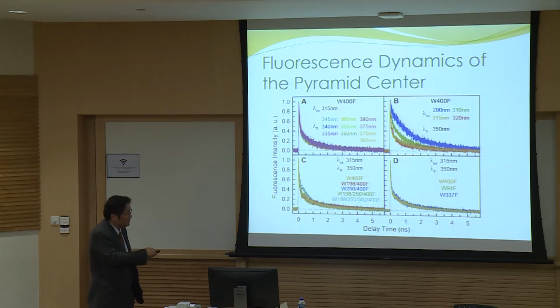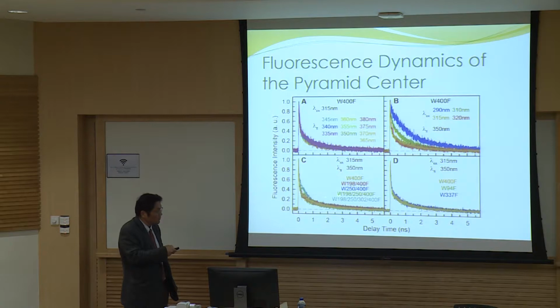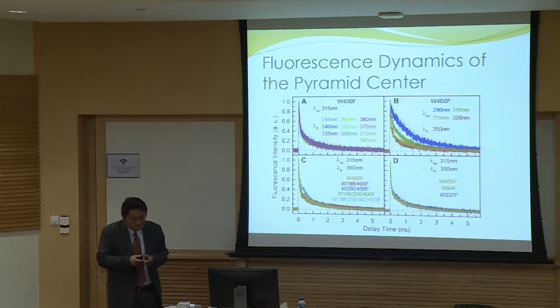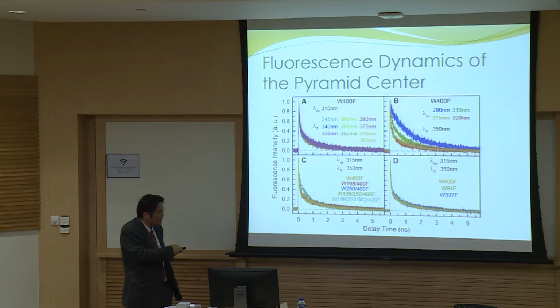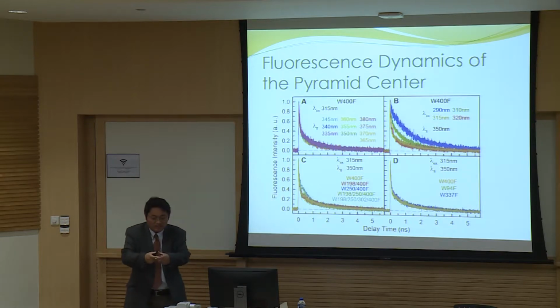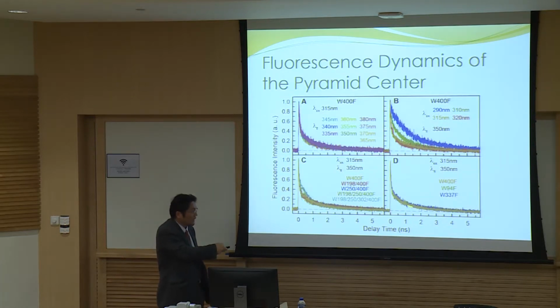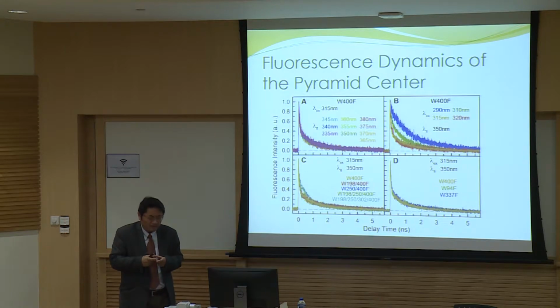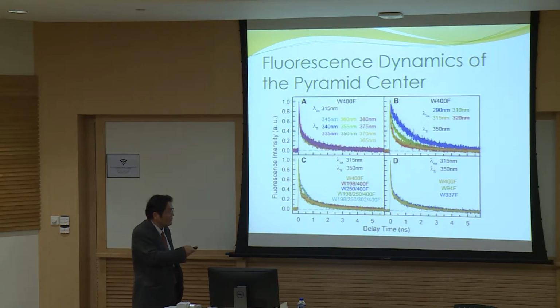And then by doing all this mutation, we also find out that in the pyramid center, only 285 and 233 are important. If you mutate other ones, W94 and also W337 in this pyramid, the dynamics do not change. That means in this pyramid, even if you remove another 2 tryptophan, it still functions and will not affect. But otherwise, you will get a different thing.